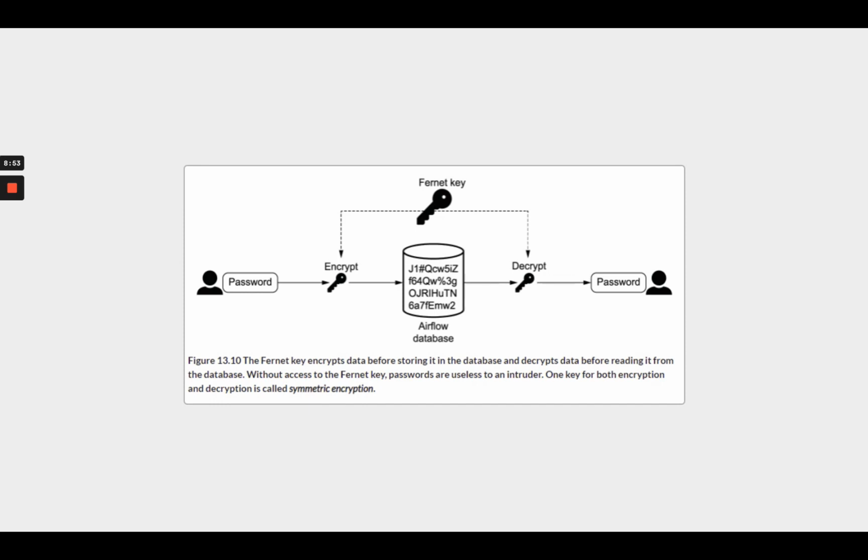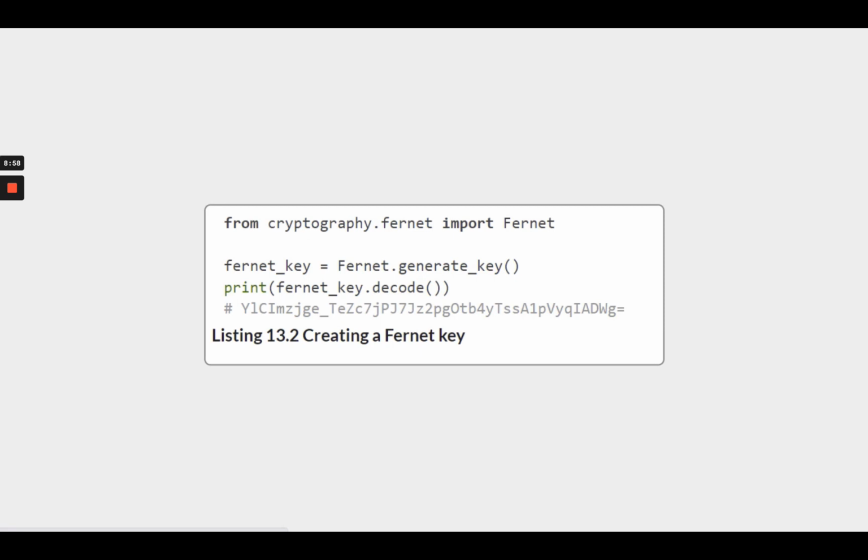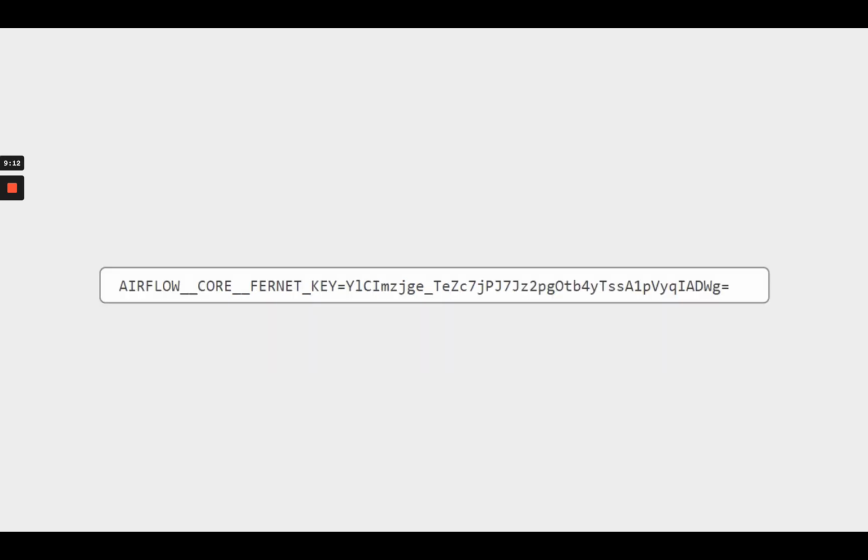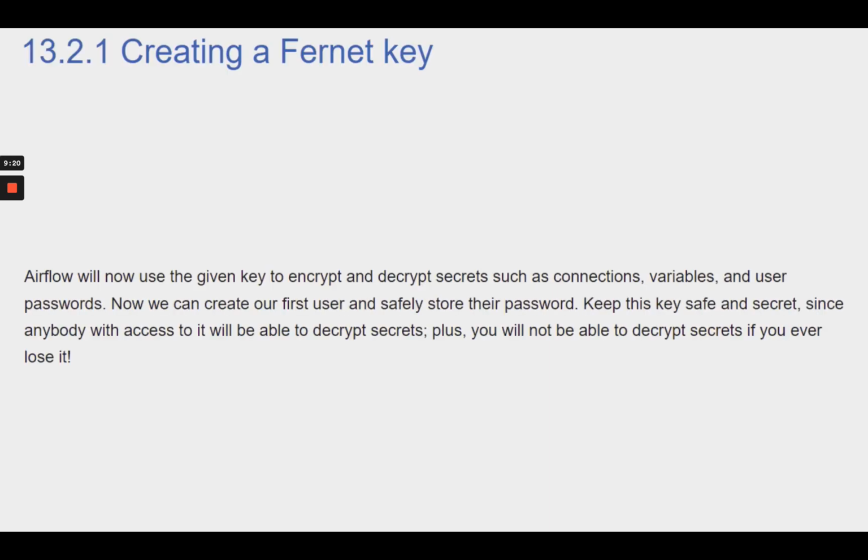Airflow can encrypt and decrypt secrets using a so-called Fernet key. Figure 13.10. The Fernet key is a secret string used for encryption and decryption. If this key is somehow lost, encrypted messages can no longer be decrypted. To provide Airflow with a Fernet key, we can generate one. Then we can provide it to Airflow by setting the AIRFLOW__CORE__FERNET_KEY configuration item. Airflow will now use the given key to encrypt and decrypt secrets, such as connections, variables, and user passwords. Now we can create our first user and safely store their password.